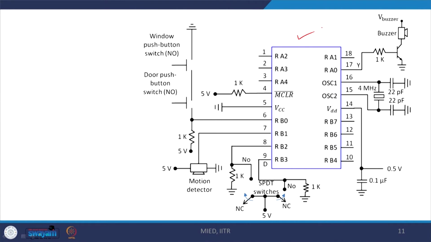Again, I am showing the schematic for this one: the PIC microcontroller connected with all the devices. We have the input devices here, that is switches, a motion detector, and switches for selection of the operating mode, and we have the output over here.